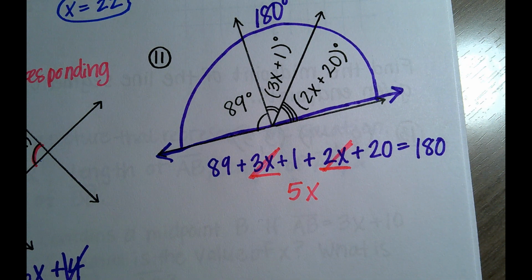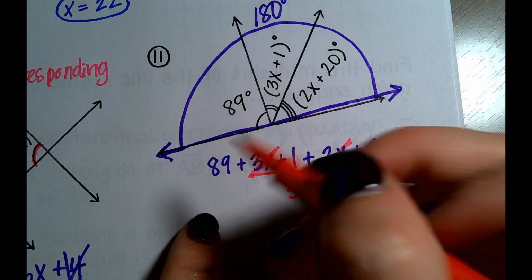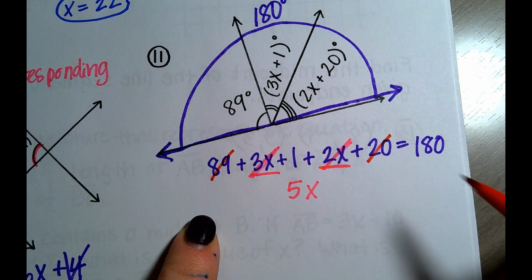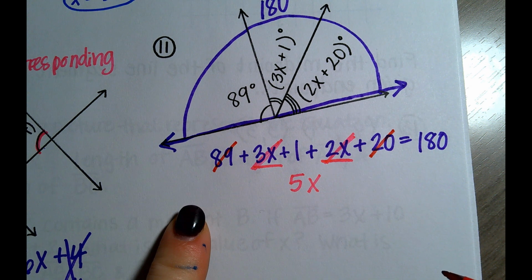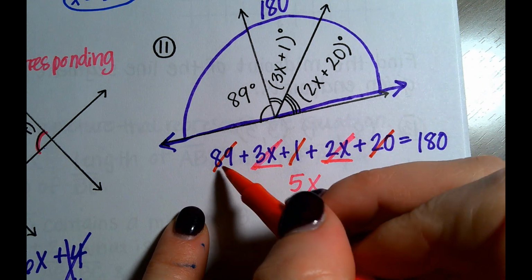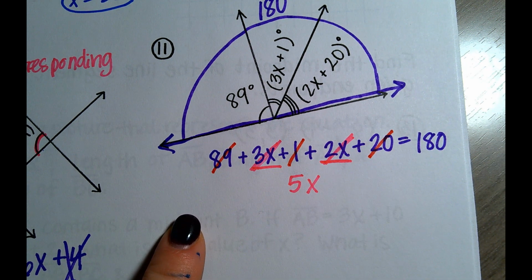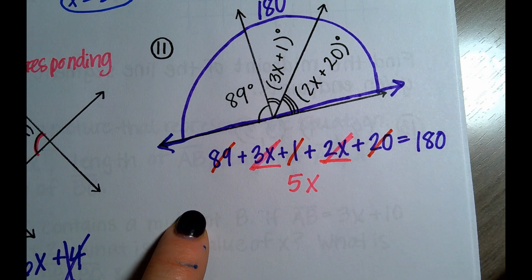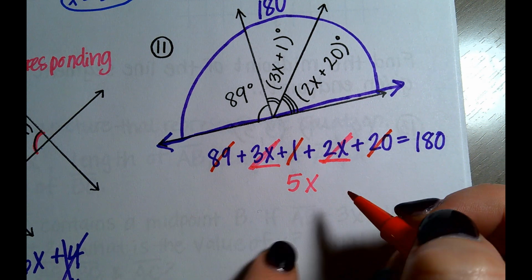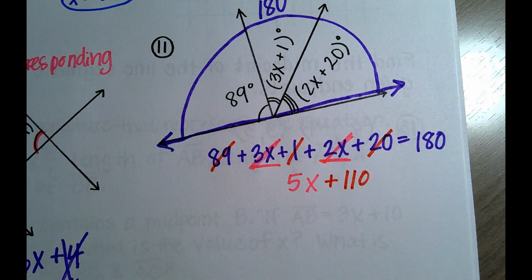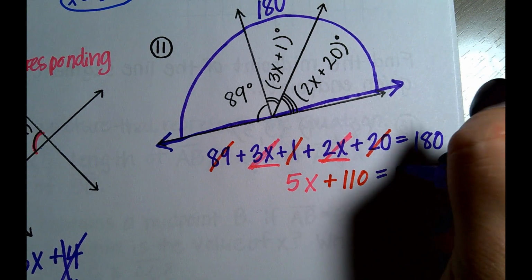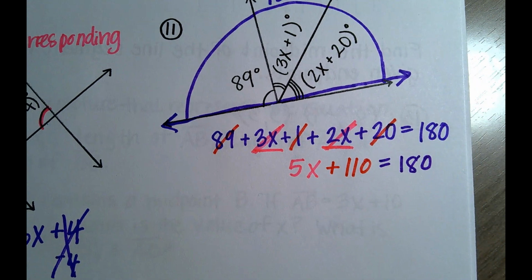Can I combine anything else? 89. Yep, 89 and 20. And there's one more I can combine actually. Oh, the 1, good. So 89 plus 1 is 90 plus 20, that's 110. So I'm going to write 5x plus 110 equals 180. And now this problem looks a lot less crazy.